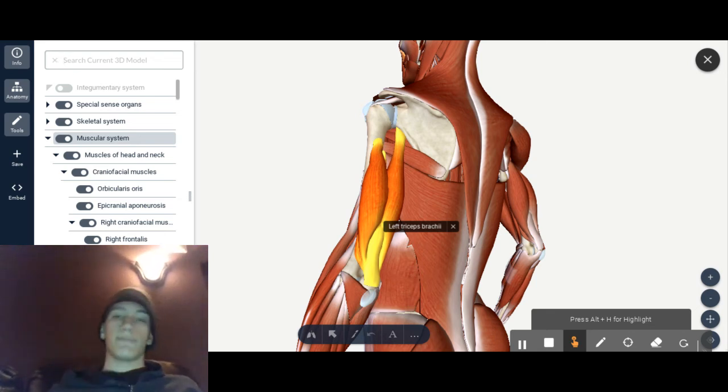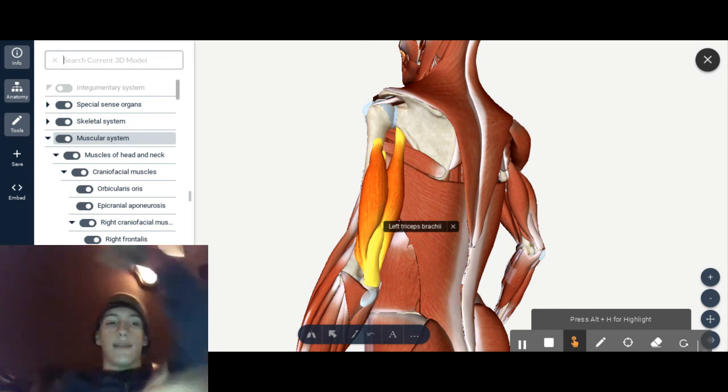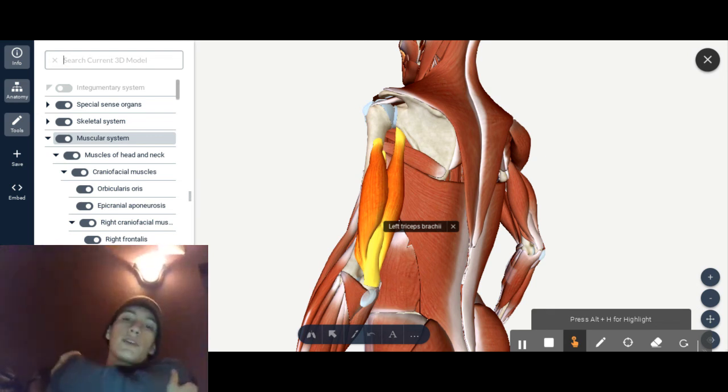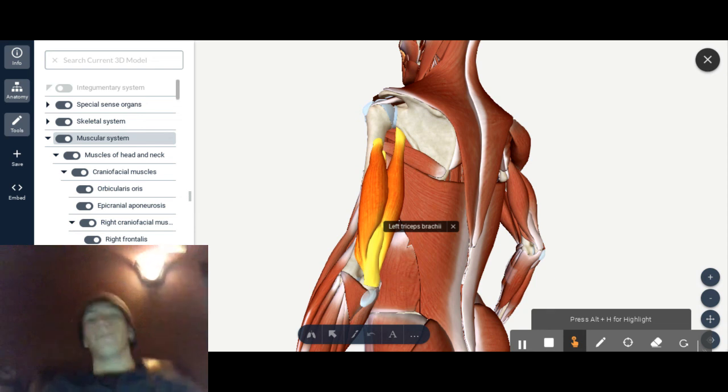So yeah, again, don't be scared by the number of insertions or origins on all of these. Remember, they share a lot of them, and if you get lost on where it's supposed to be inserted or where it's supposed to attach, you can just find it on your own body most of the time.